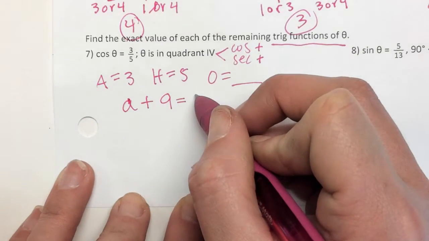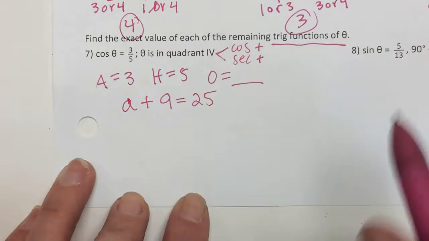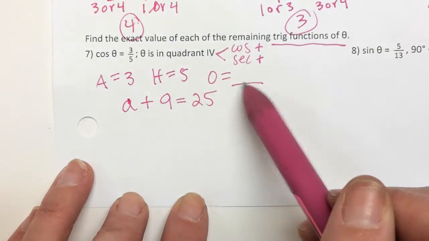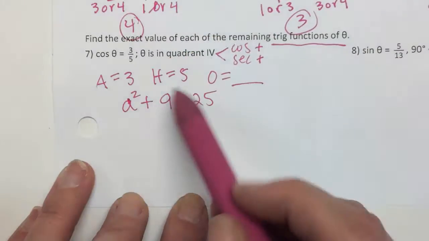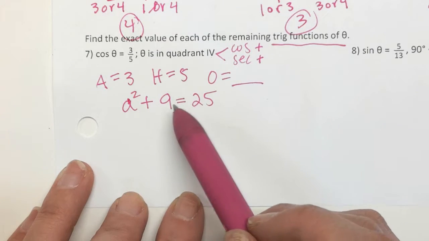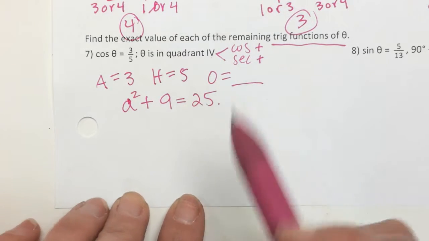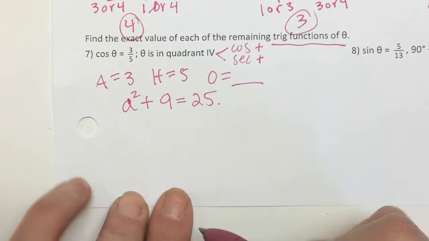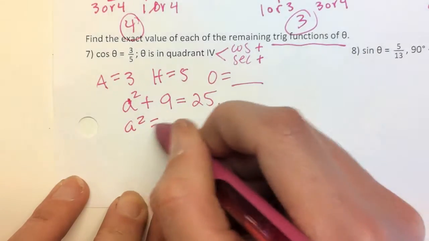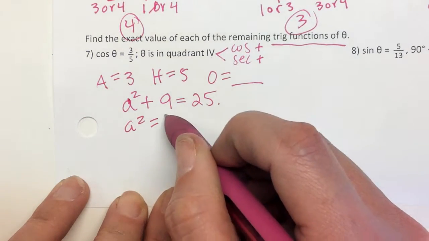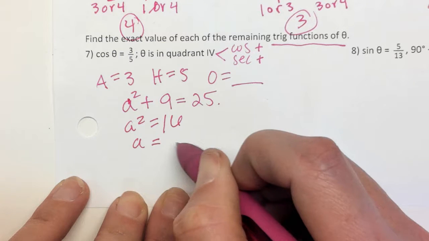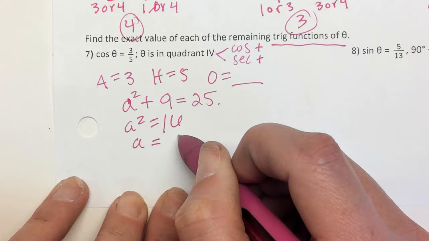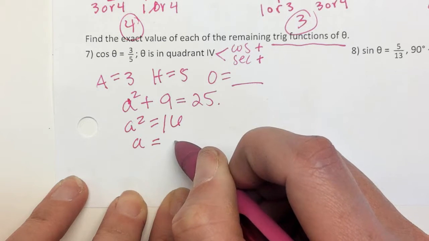Plus 9. 25. Good. Because A squared, we don't know. I'm going to put squared by it. B squared, she picked this to be B, which is fine. C squared equals 25. How do we find it? And we get, A squared is 16. So A equals, think about it. 4. Think about it.